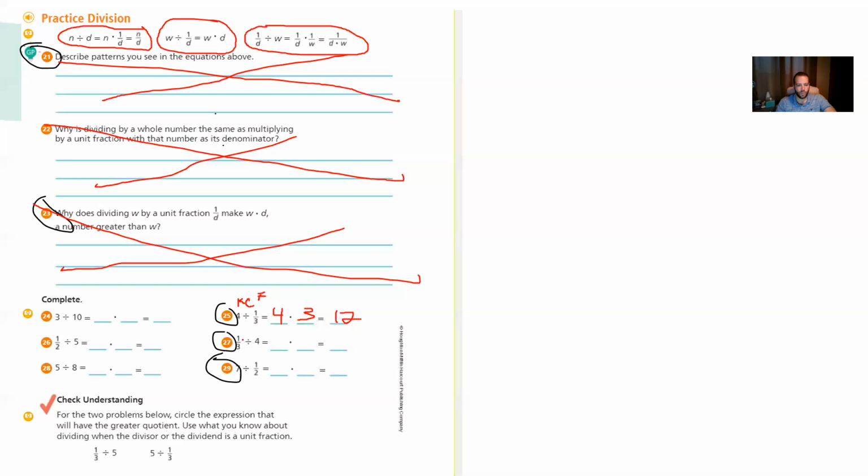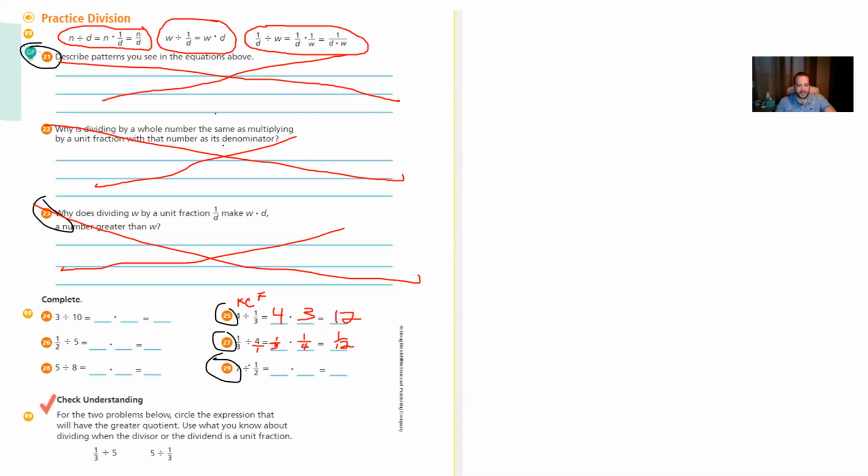Cool. 1/3 keep. Change from division to multiplication. And 4 flipped is 1/4. Okay, why is 4 flipped 1/4? Because 4 is 4/1. Flipping it turns it into 1/4. And then 1 times 1 is 1. 4 times 3 is 12.